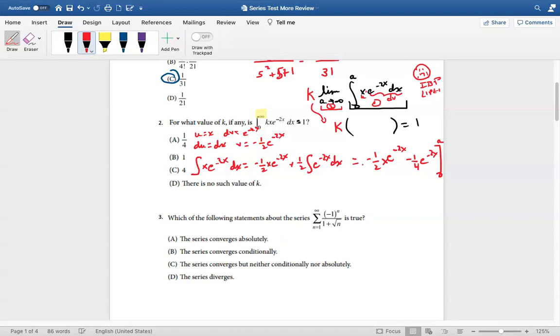at 0 and a. So step 1 still not done. Got to plug in 0 and a. So I have negative 1/2 a. I'm going to bring those exponents down.